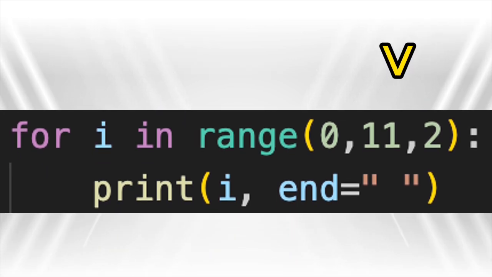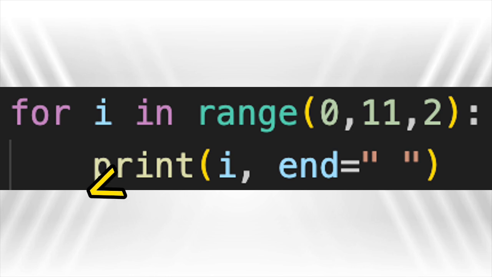0 plus 2 is 2. So i becomes 2 and is printed. This is repeated until it reaches 10. Remember that the middle value is exclusive, so it would never reach 11, even if the step value was 1.